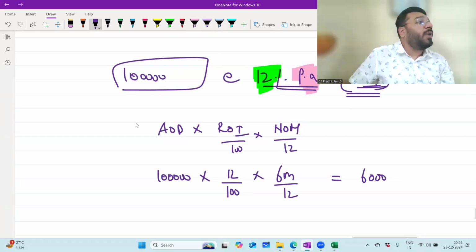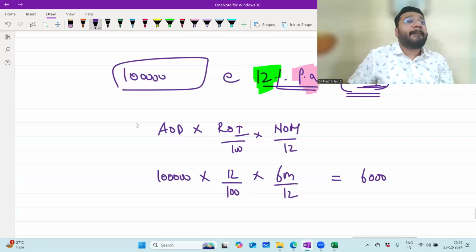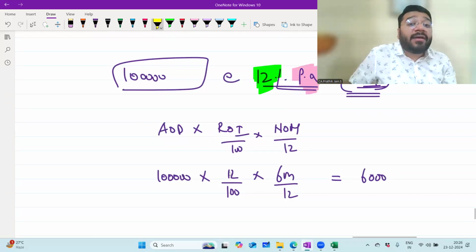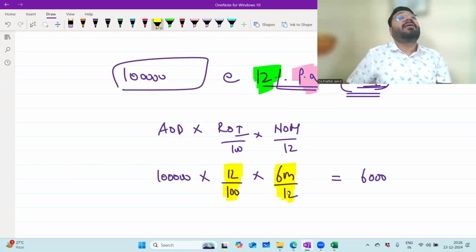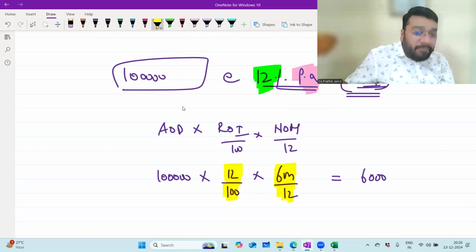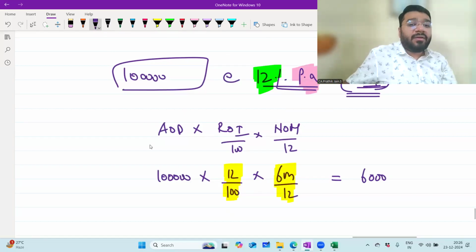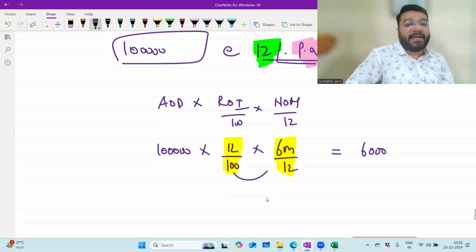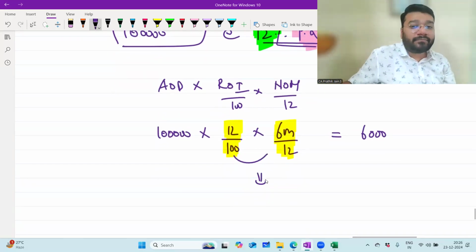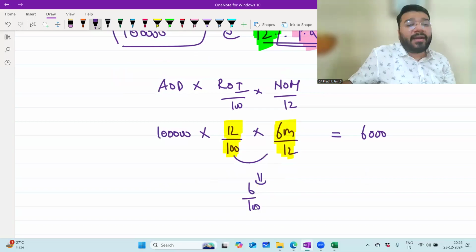Now, sometimes in the question, what will they do? They'll give the interest rate, but per annum is not given. What does it mean? That means that the rate of interest is already multiplied with the time factor, and then they've given the percentage. My question to all of you: if I multiply these both, what will I get? 6 by 100. If I want to convert this into percentage, what will I do? Into 100, 6 percentage.